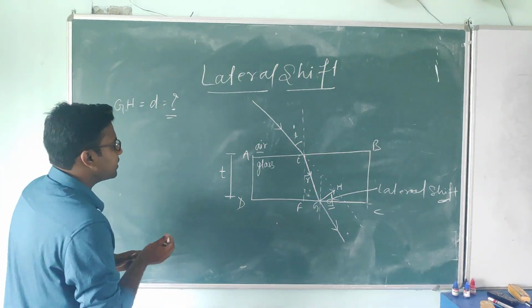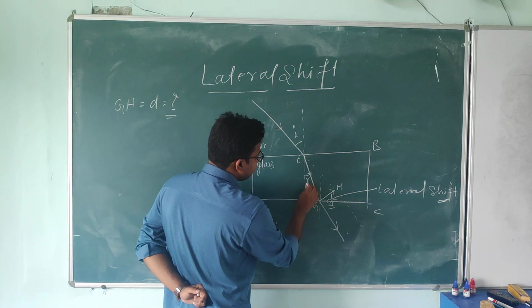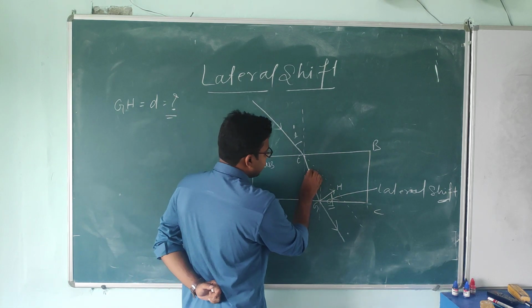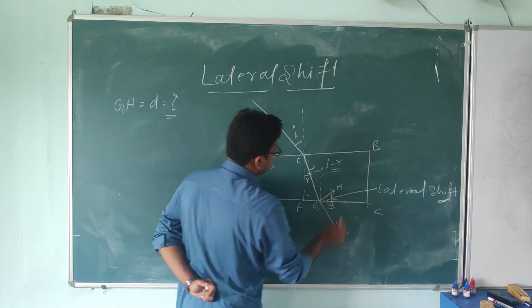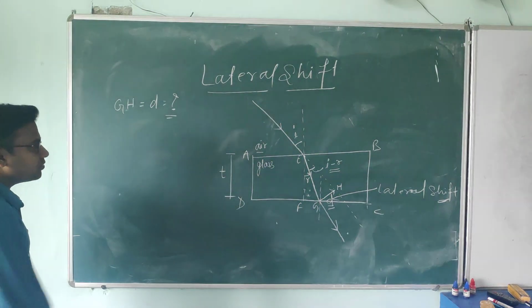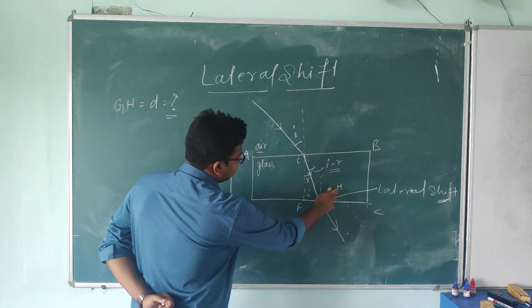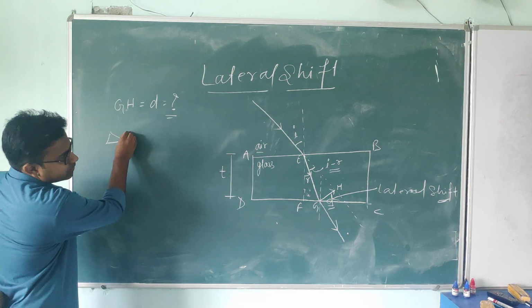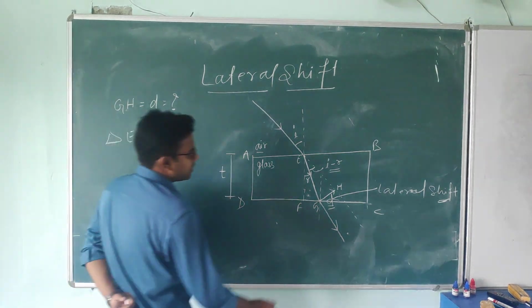How will we find it? Look at this, student. Here if this angle is r and this angle is i, it's the opposite angle. So how much is this angle, student? This is i minus r. Is it or not? Okay. So now tell me, student, here this is a perpendicular on this right angle triangle. I am talking about the triangle EGH.